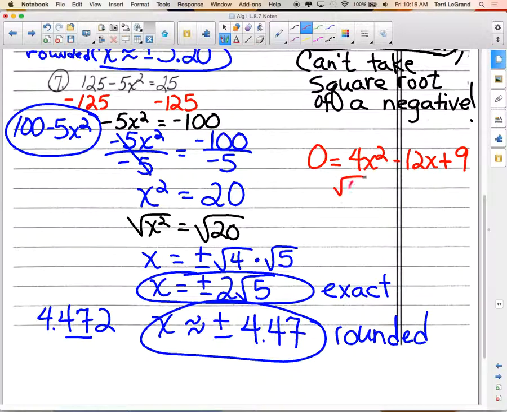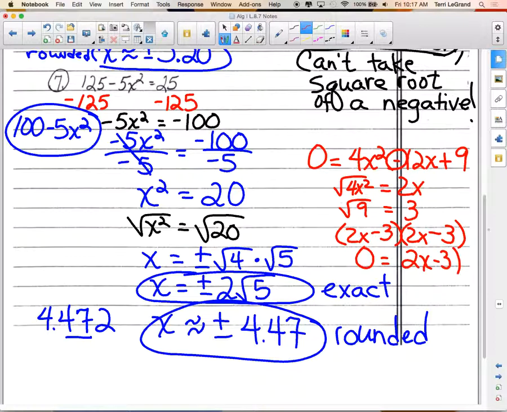The square root of 4x squared is 2x. The square root of 9 is 3. 3 times 2 is 6, 6x doubled is 12x, right? So this is a perfect square trinomial. Both factors would start with 2x, both would end with 3, and both would have subtraction. This could be written as 2x minus 3 squared.